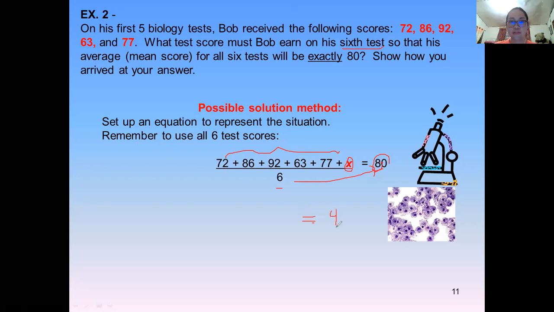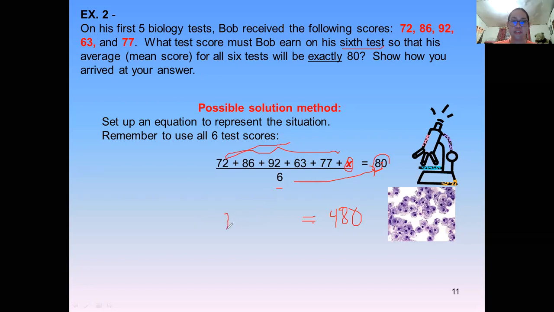And of course, 72, you add them: 72 plus 86 plus 92 plus 63 plus 77. I want you to answer it and solve it on your seats. As you listen in this video discussion, I'll give you time to do it so that we can solve it together. Okay, so you have 72 plus 86 plus 92 plus 63 plus 77.